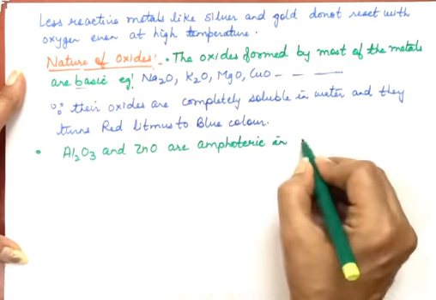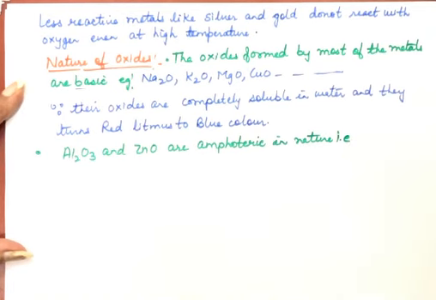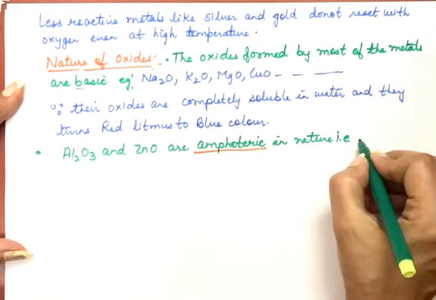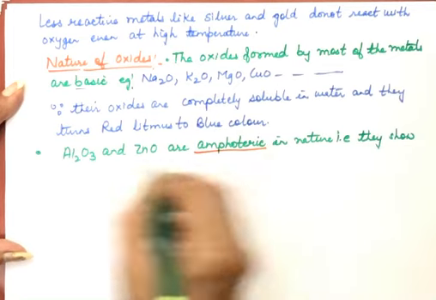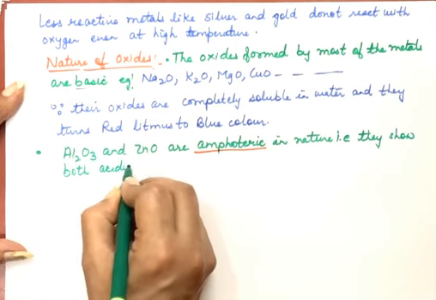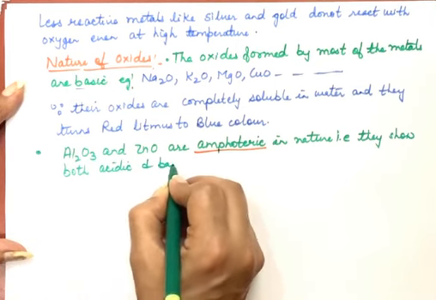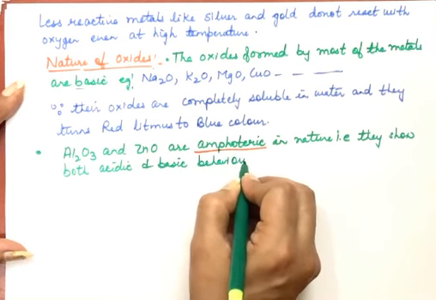Amphoteric in nature. What is the meaning of amphoteric? Amphoteric means that these oxides show both acidic and basic behavior. That is why these are amphoteric in nature.